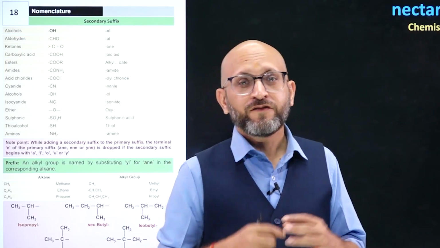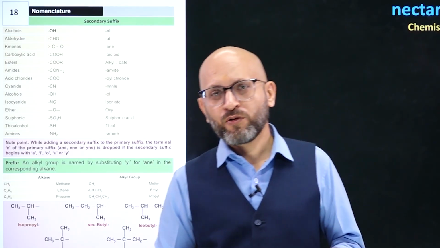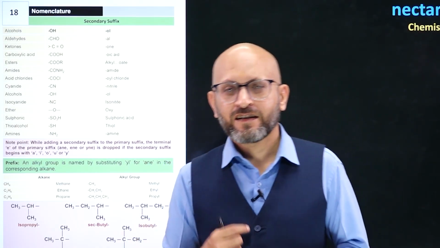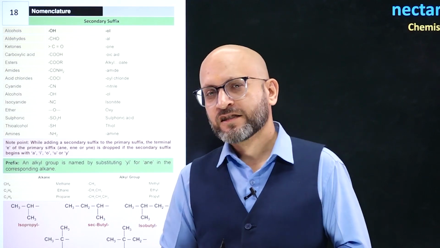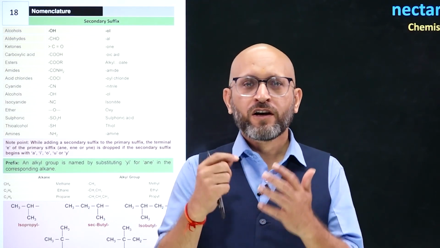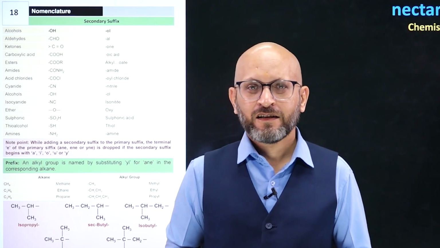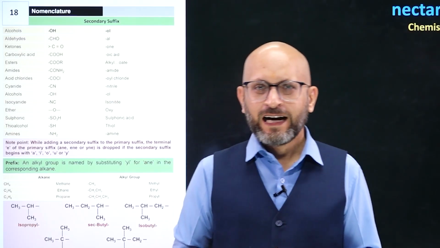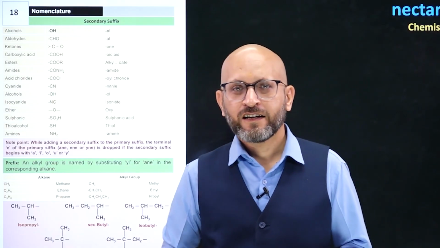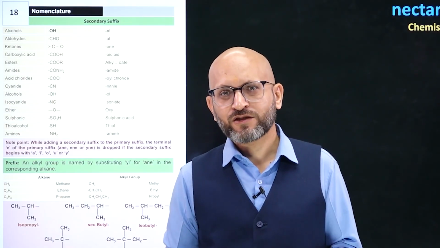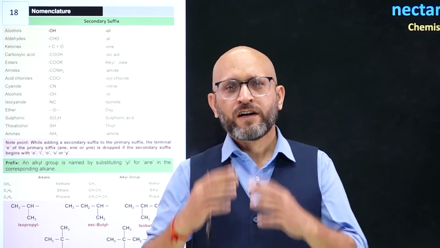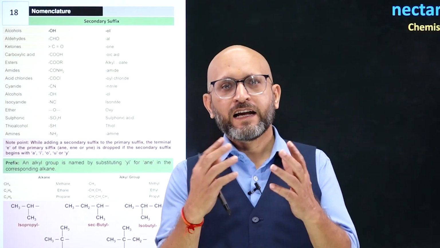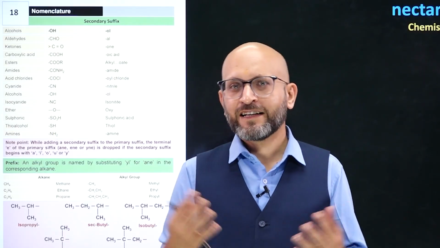For example, if we have a carboxylic acid, COOH, the suffix is oic acid. For ester, COOR, the suffix is oate. For anhydride, the suffix is oic anhydride. For aldehyde, the suffix is al. For ketone, the suffix is -one. For cyanide, the suffix is nitrile. For an amide, the suffix is amide as well.